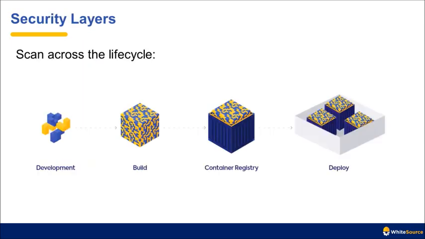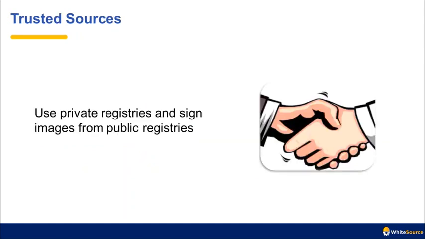So what we basically say here is we want to scan across the lifecycle. We want to start with the development, continue to the build, which we actually discussed just right now, and then continue to the container registry and to the deployment. So let's look at that. The first point with container registries is that you have to use trusted sources. This means that the best approach would be to use a private registry, a registry where your images are not public, and you need authentication, like a user and a password, to actually enter and see the images.